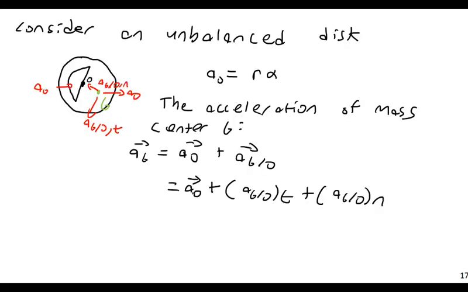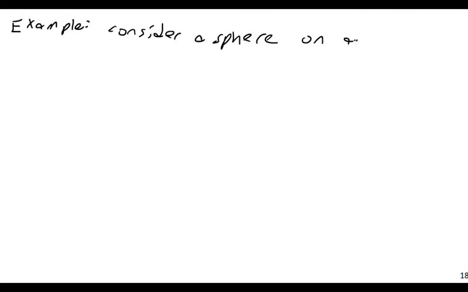Okay. So consider this here. Example. Consider a sphere on an incline. All right, so here, this thing is going to have weight W and it's going to be balanced, so we don't have some weird machination of a deranged mechanical engineer.